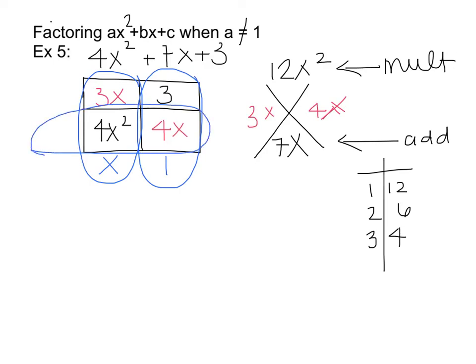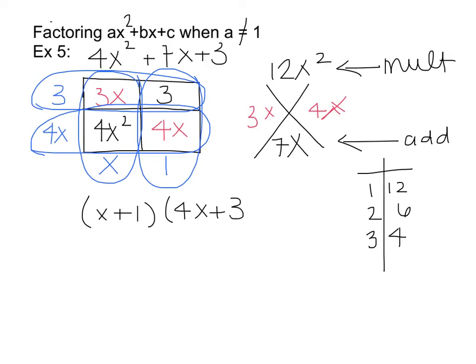Okay, now look at my bottom row. What does 4x squared and 4x have in common? They both have a 4. They both have an x. Okay, 3x and 3, they both have a 3 in common. So your factors are x plus 1 and then 4x plus 3. I write plus signs because 1 was positive and 3 was positive on the outside of my box.